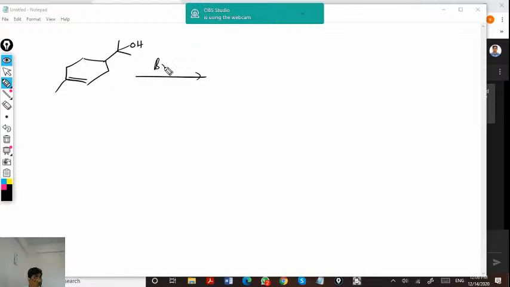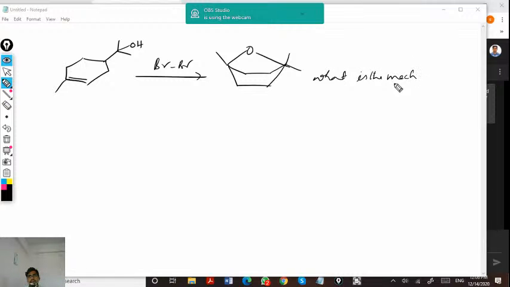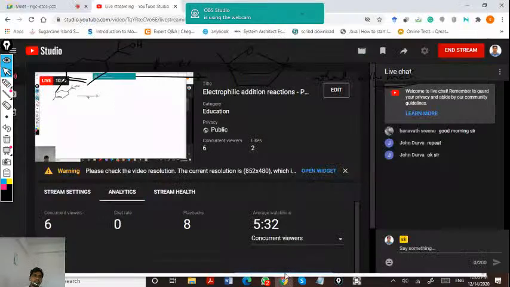so if it is bromine, this could be the product. What could be the mechanism? If anyone is able to write it, they can write and send it by WhatsApp.